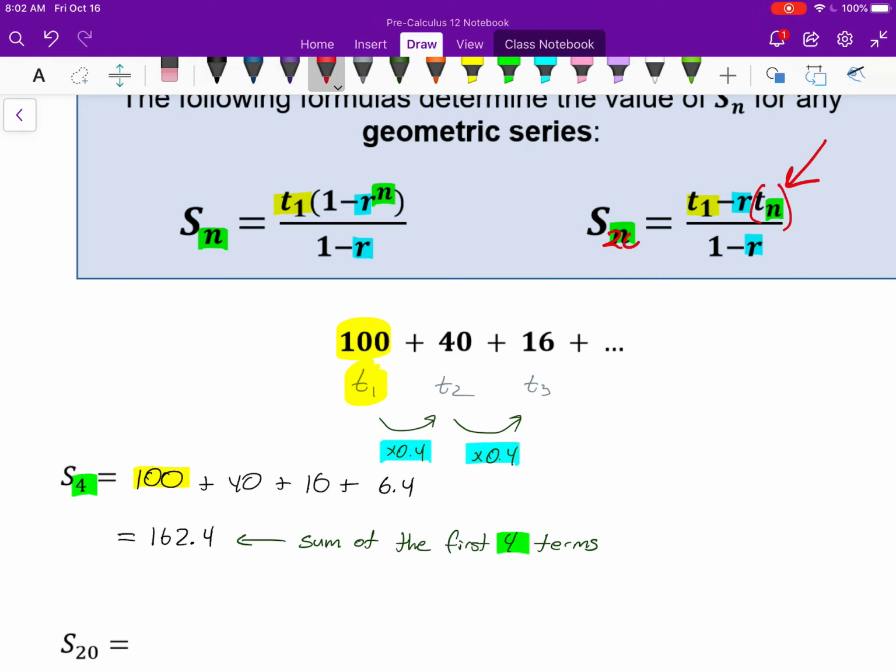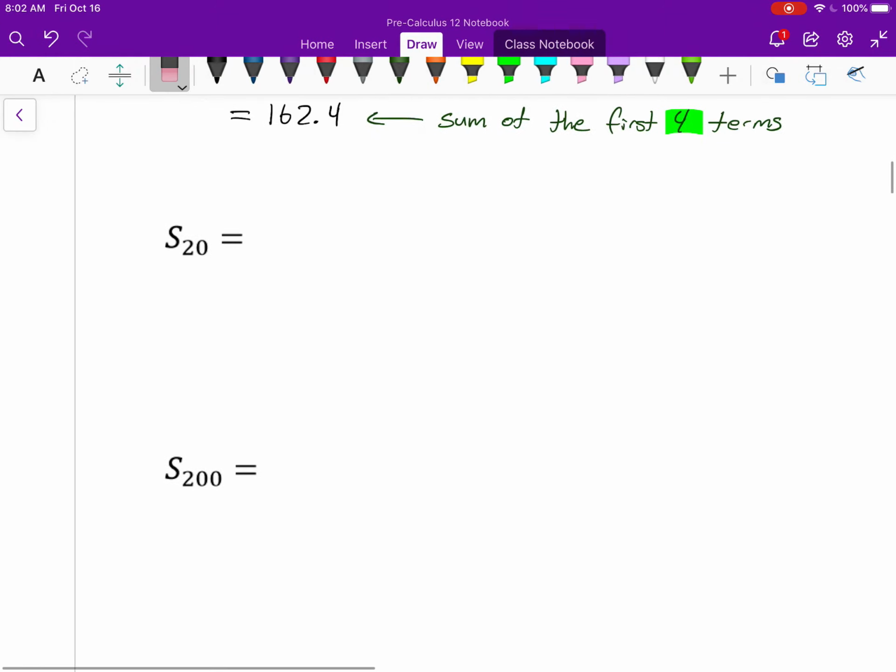Let's say I wanted to find the first 20 terms. That means n must be 20, so that term would be term 20, the last term I'm adding. I don't know what the 20th term is. I could figure it out using what we looked at in the last lesson, but why don't I just use this form right here? All I need to know is the first term, the common ratio, and the number of terms, which I know. So in this case, it's going to be 100 times 1 minus 0.4 to the power of 20, all divided by 1 minus 0.4.